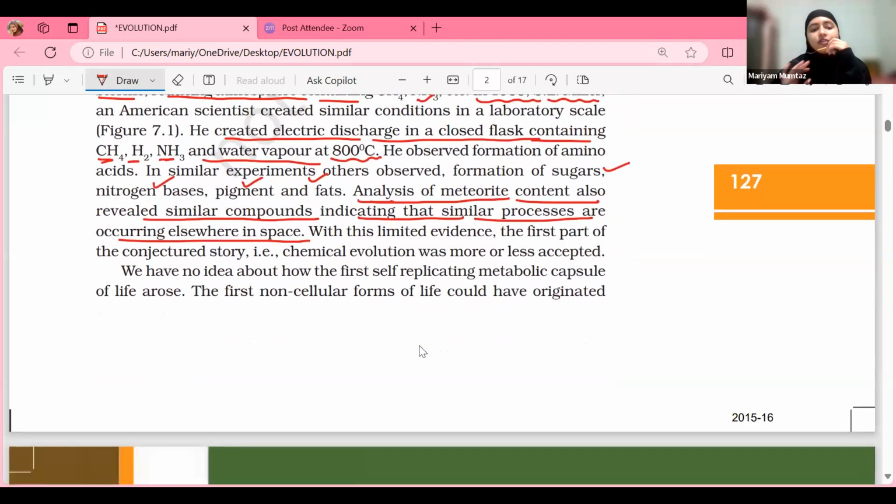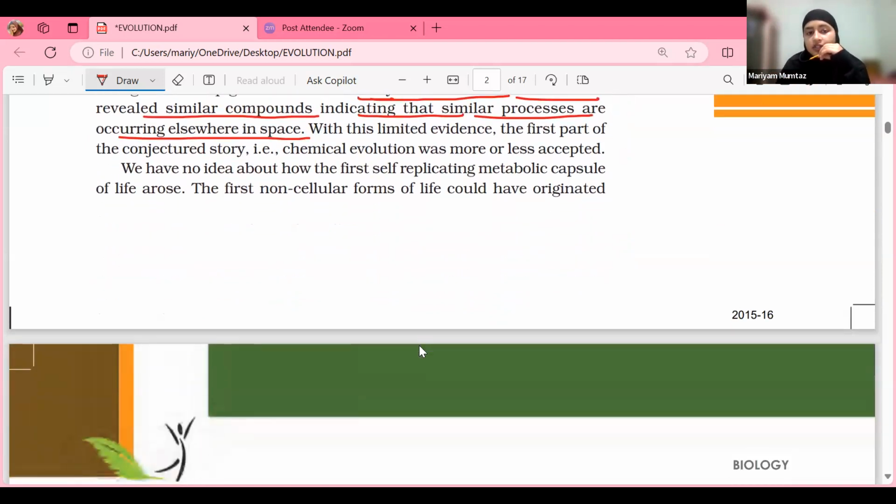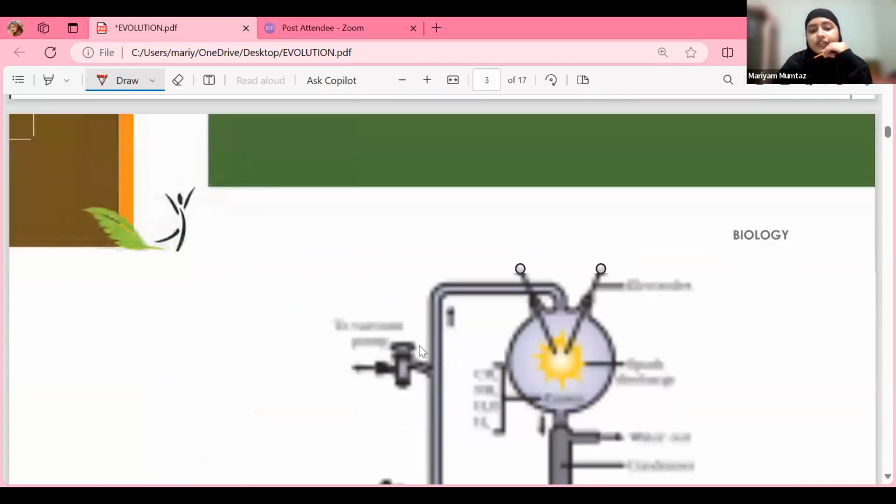But still, we do not have any idea as to how the first life form appeared because nobody was present at that time, and whoever was present is not alive. So we have no evidence as to why it appeared, how the first non-cellular life form could have originated.